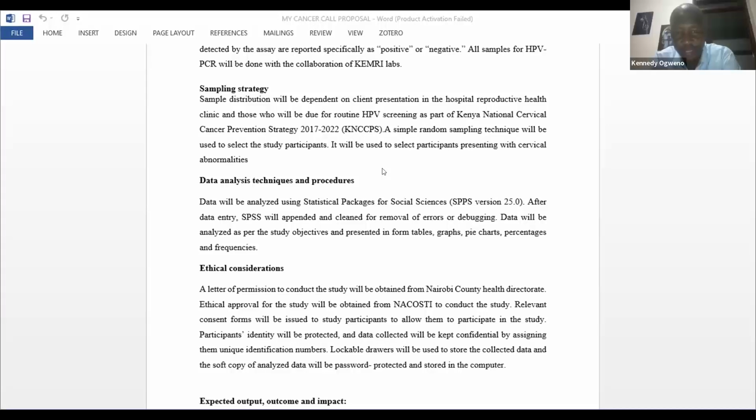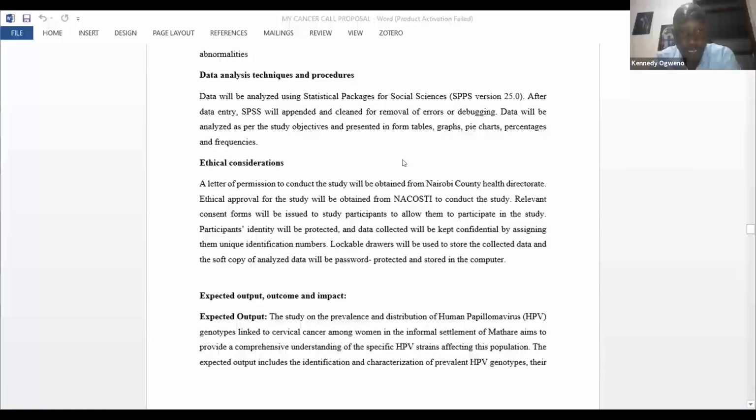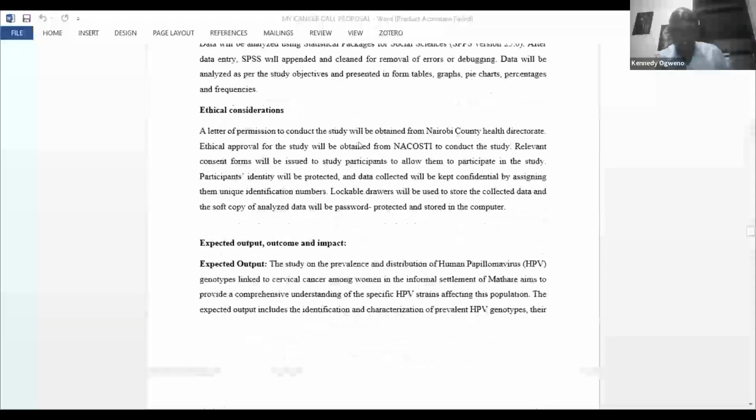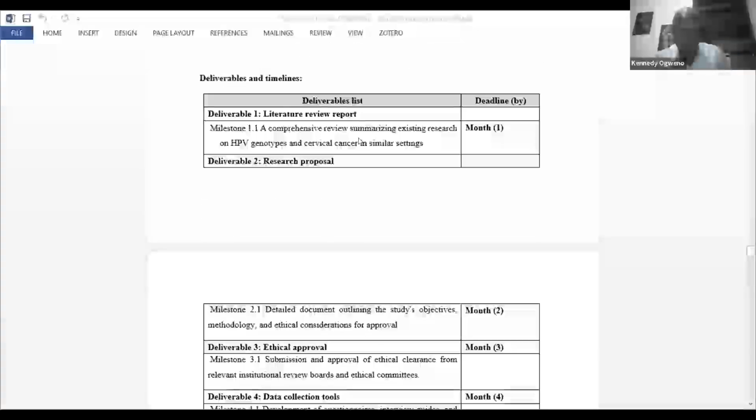So NACOSTI must be there. These are the people that give you authority to go and collect that data. They give you that permit. It's very important. Then for grant proposal, expected output and impact. That's normally in the grant proposal. Expected output in the grant proposal, we normally lack it in the academic proposals. But in grant, they will ask you to state the expected output. Okay? And the impact, of course. And the deliverables as well.